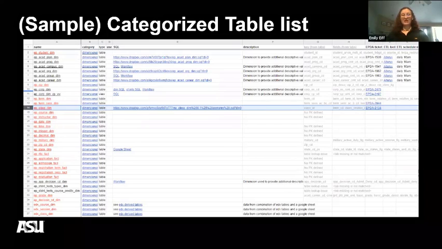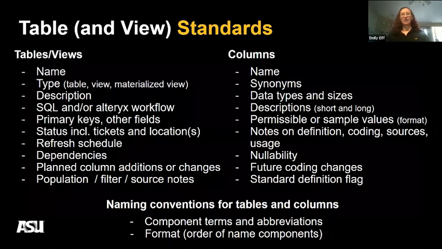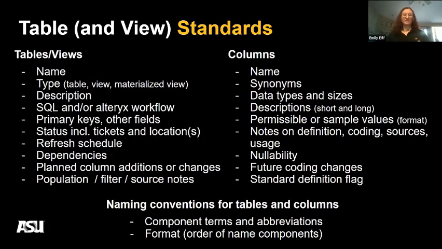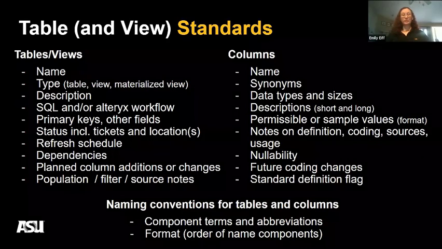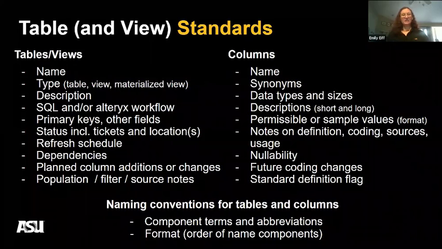For tables, we're including name, object type, description, a code-based location, which is usually a raw SQL script, or a lot of our tables now are Alteryx workflows. So where does that live? A list of key and non-key fields, the current build status and locations, any associated tickets. We're using Jira for tracking purposes and workload. The refresh schedule, so how often is that data updated?